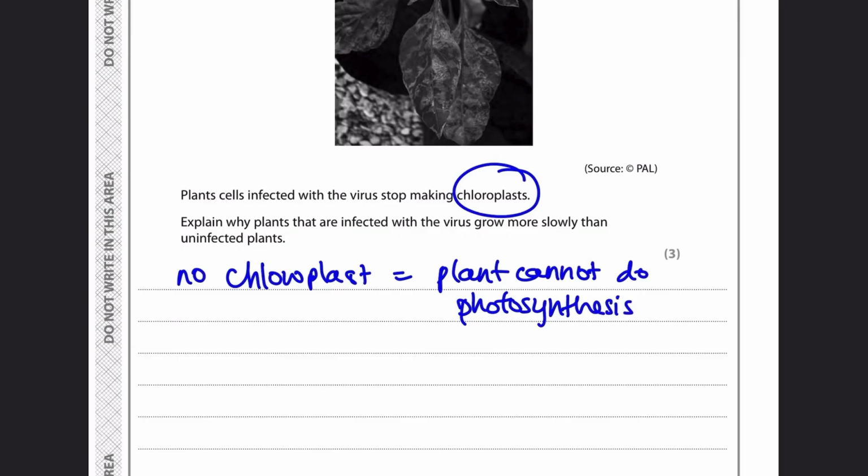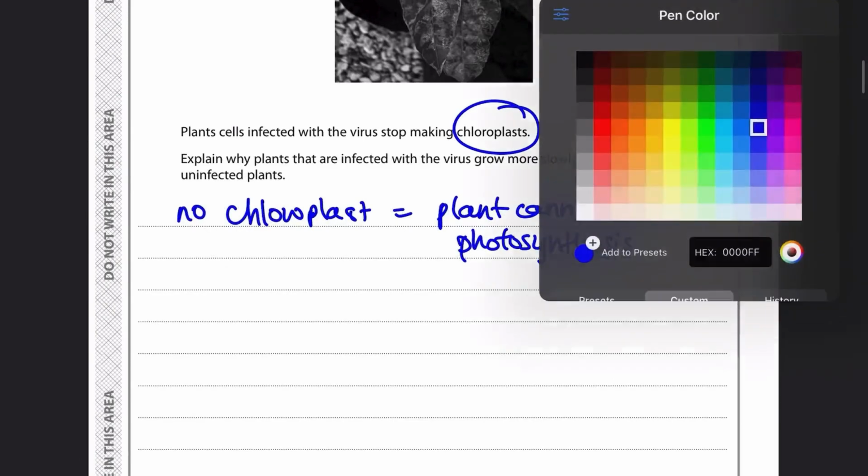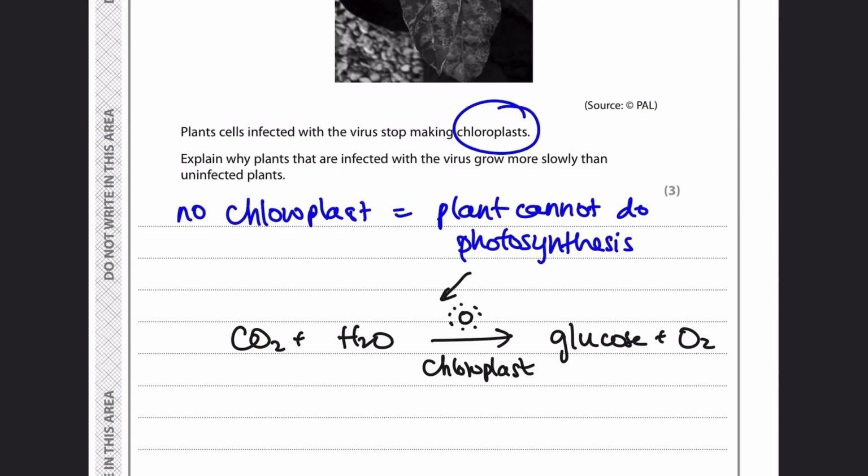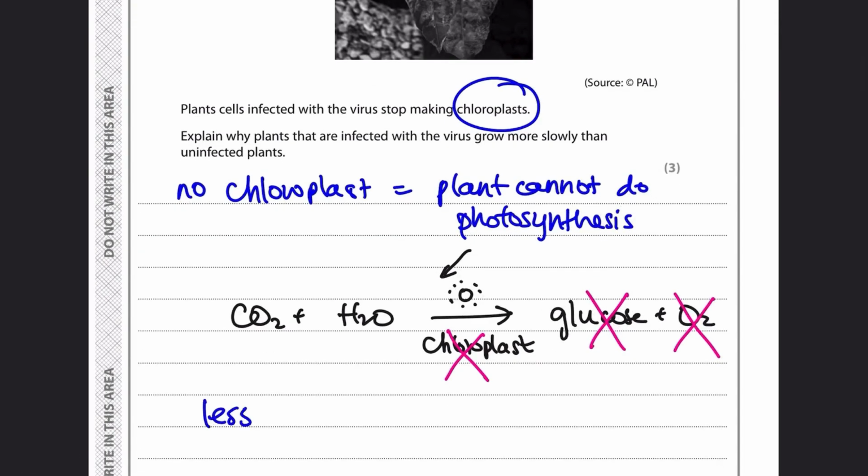Photosynthesis, what does it produce? What does photosynthesis produce? I hope you remember the formula. In fact, write this down. So photosynthesis is glucose. That was to test you. That's not glucose. It is CO2 plus H2O makes glucose and oxygen in the presence of 2 things, in the presence of sunlight and chloroplast, isn't it? Right? So therefore, if the plant does not have chloroplast, you cannot do this reaction. Therefore, you will not make glucose and you will not make oxygen. And that's exactly what you put down. So you put down less glucose.